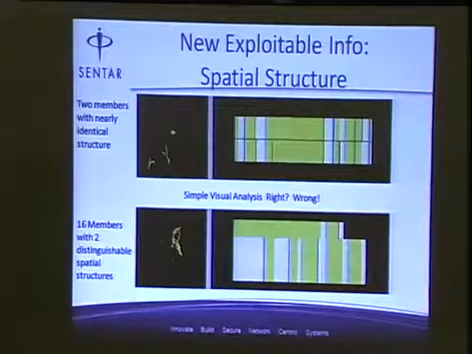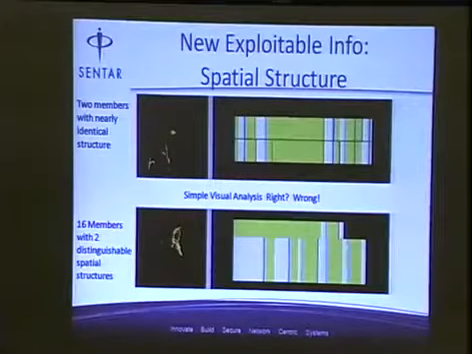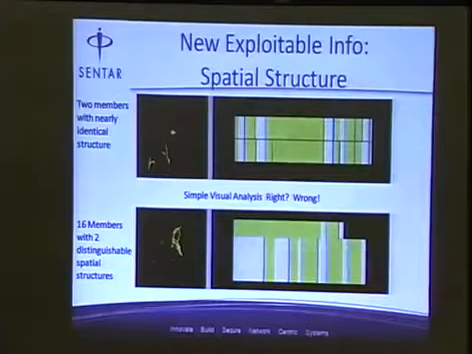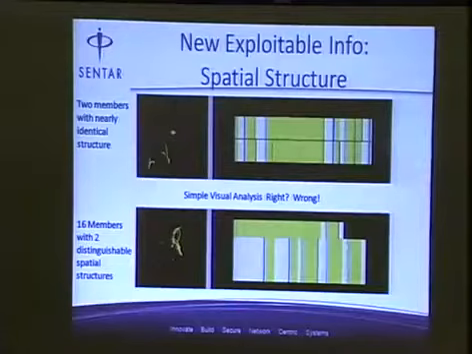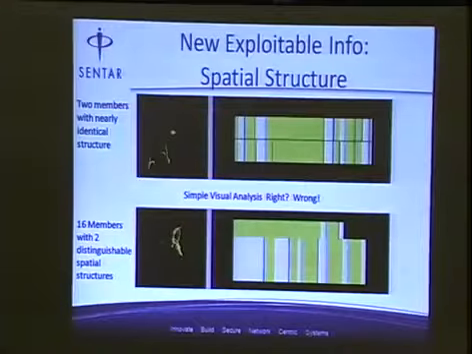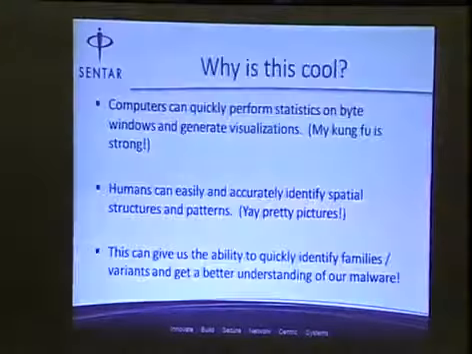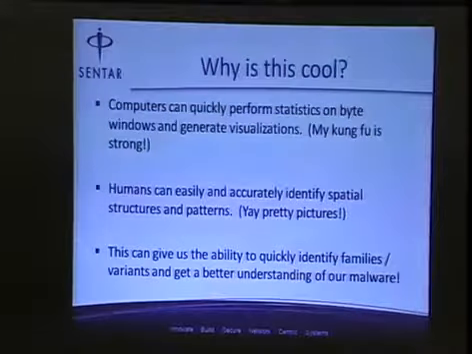You'll have to take my word for it. This is 16 members with 2 distinguishable spatial structures. So it's not just that they match byte sequence. They have matching keys or these characteristics of byte sequences. It's that they share structure. And that's actually 2 different families from the Mandiant family, from the Mandiant APT1 report. So if you don't know why this is cool already, shame on you.